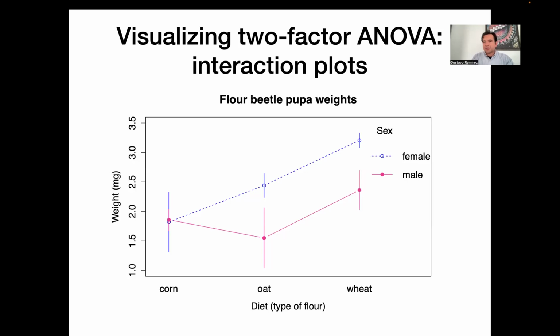So we're back to our interaction plots, and I think this is where we left off on Wednesday, right? Here we are plotting not individual observations, we're plotting means of one factor level against another. In this particular setup, the x-axis shows different levels of diet as a factor. So we're talking about different types of flour that represent the levels of diet: corn, oat, and wheat.